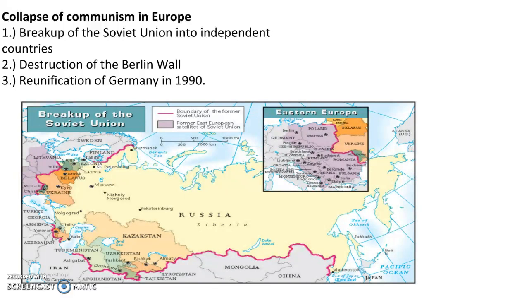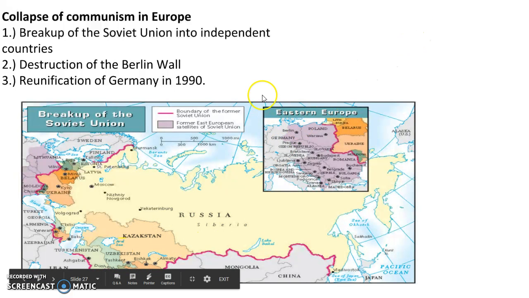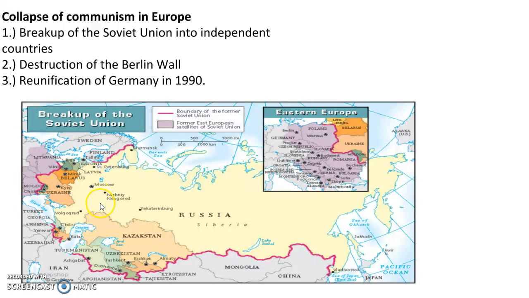You have countries like Kazakhstan and Uzbekistan, Turkmenistan and Armenia and some words I can't pronounce, the Ukraine, Belarus, Lithuania, Estonia, Latvia. All those countries broke away from the Soviet Union during the collapse of communism. Even Russia became democratic. They voted for their own leaders.